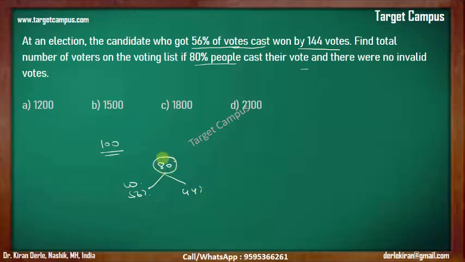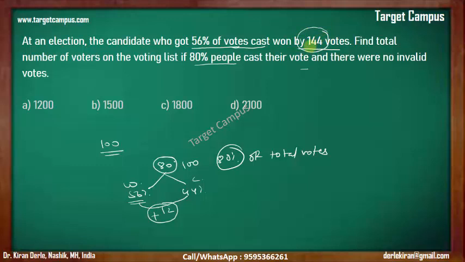So let us take this as 100 for some time. 100 is just 80% of total votes. Remember this. So if there are 100 votes cast, 56 by the winner and the loser got 44. So what is the difference here? The difference is 6 plus 6, 12. In this case, the winner would be ahead by 12, but here the winner is ahead by 144. So this 12 gap is equal to 144. So this has got multiplied by 12, so this will also get multiplied by 12.